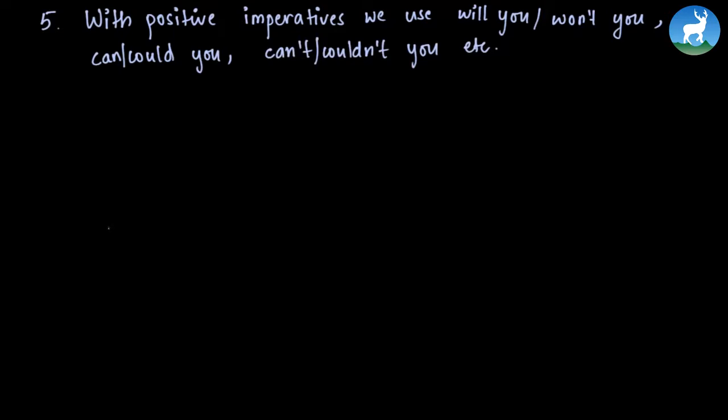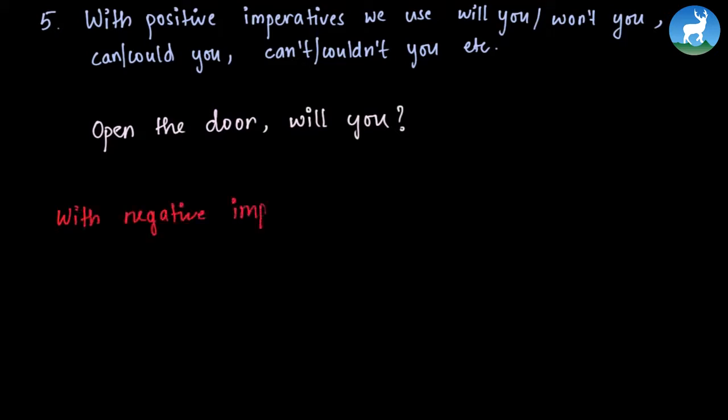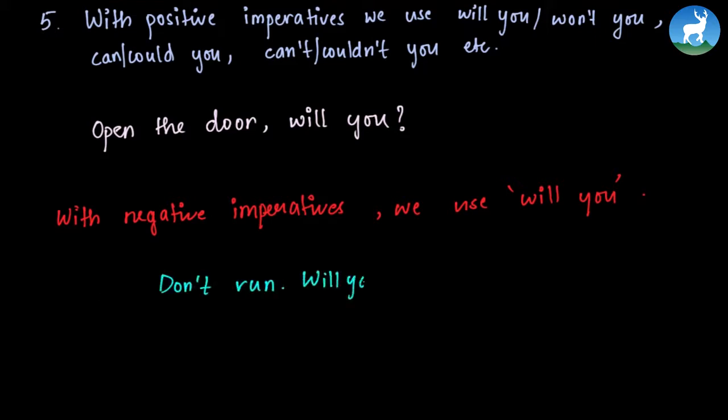With positive imperatives, we use will you, won't you, or can you, could you, or can't you, couldn't you, etc. For example, open the door, will you? And with negative imperatives, we only use will you. For example, don't run, will you?